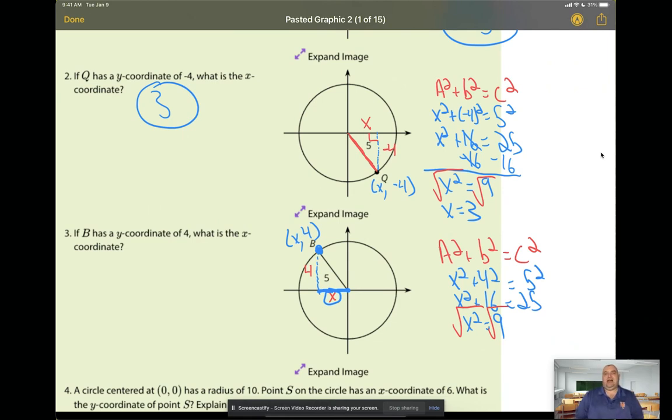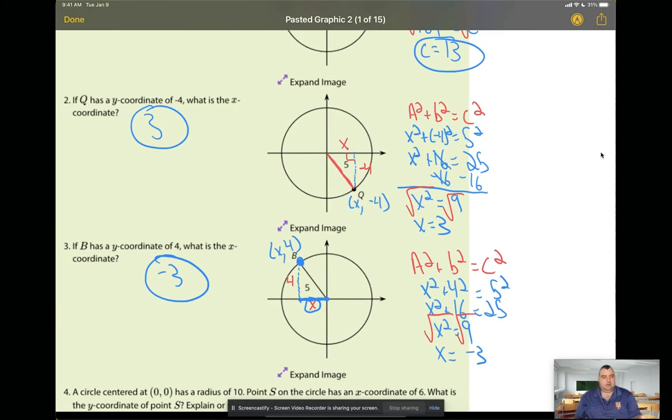Is left positive or negative when we talk about horizontal movement? Left is negative. So that means when I take the square root of 9, I actually have to take the negative value. So x in this case is going to be equal to negative 3. Again, because to get to this point from the origin, I'm going to have to move to the left, which is negative on the x-axis. So what is the x-coordinate of this point? The x-coordinate is going to be negative 3 instead of positive 3.